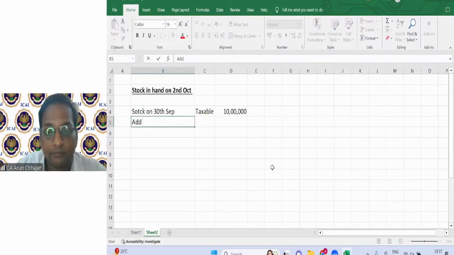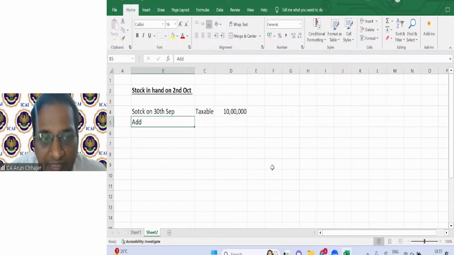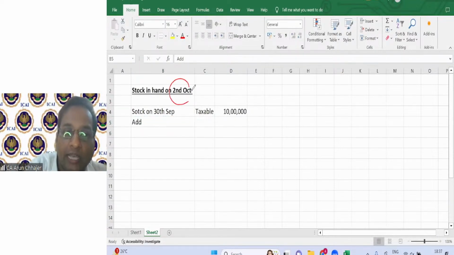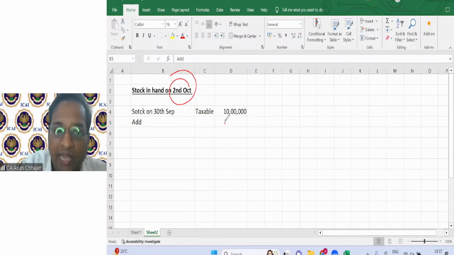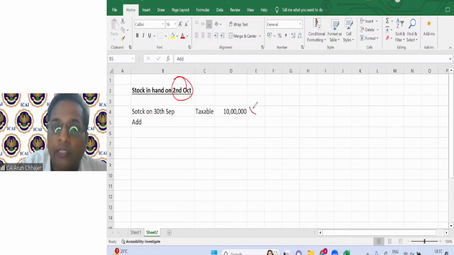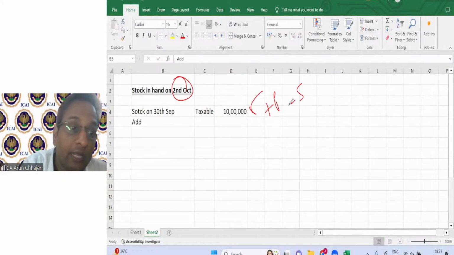Now we are required to calculate the stock lying on the 2nd October. We will add purchase and we will reduce sale. That is the simple way we need to calculate the stock on closing of 2nd October. The opening stock plus purchase minus sale. इतना ही तो करना है हमें.